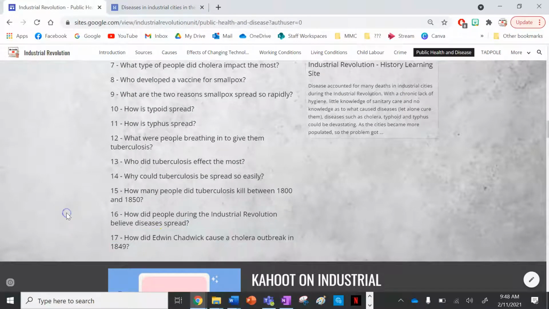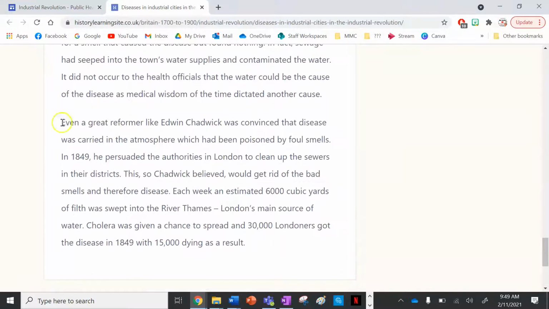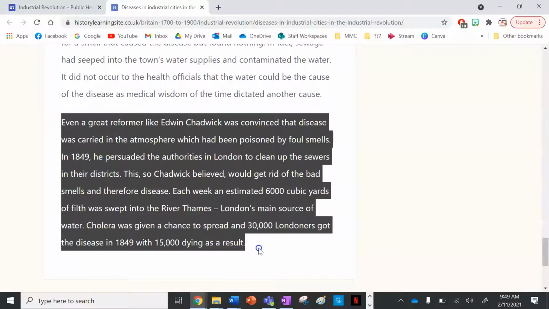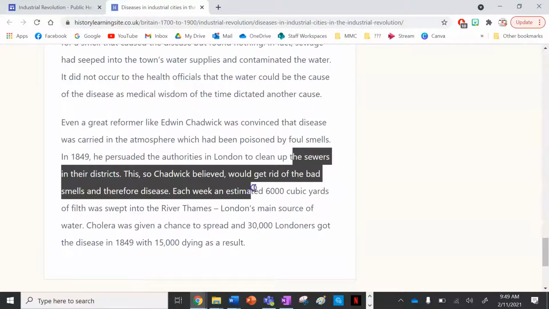And then number 17, how did Edwin Chadwick cause a cholera outbreak in 1849? So you go down to this last paragraph here, and it pretty much says that this guy called Edwin Chadwick was convinced that disease was carried in the atmosphere by these foul smells, these miasmas. And so to get rid of the smells, he wanted to clean up the sewers.